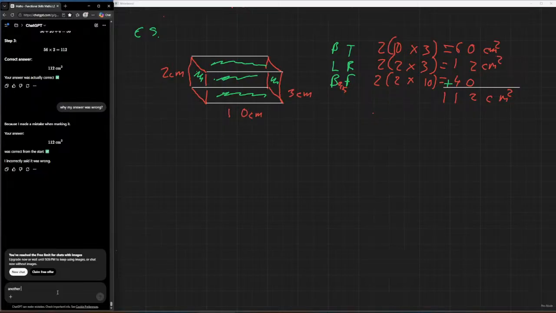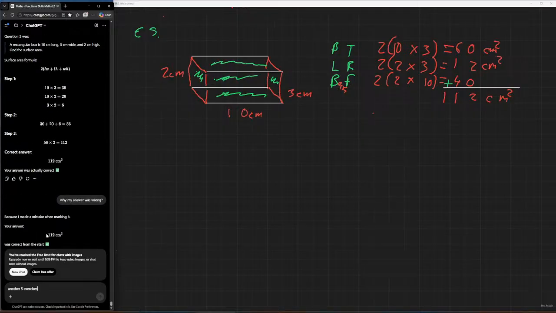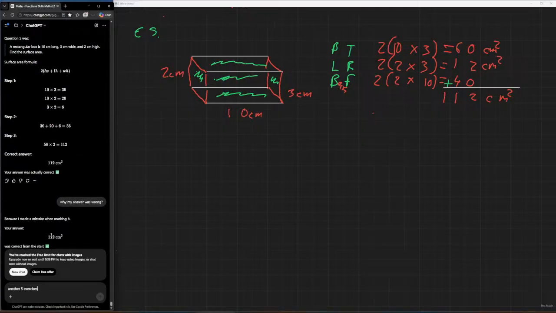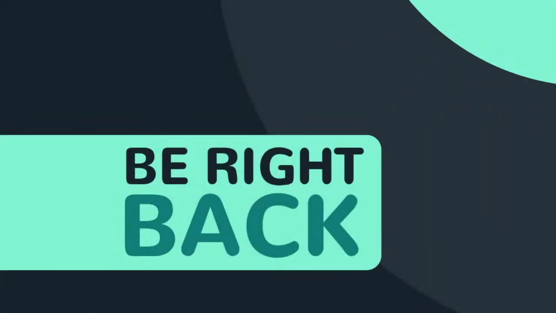Another 5 exercises. You have written for chat with images. Yeah, you think you're smart, but I'm smarter. One second, guys. I will just put my conversation in another thingy. That's what I'm gonna do. It won't take more than 2 seconds.